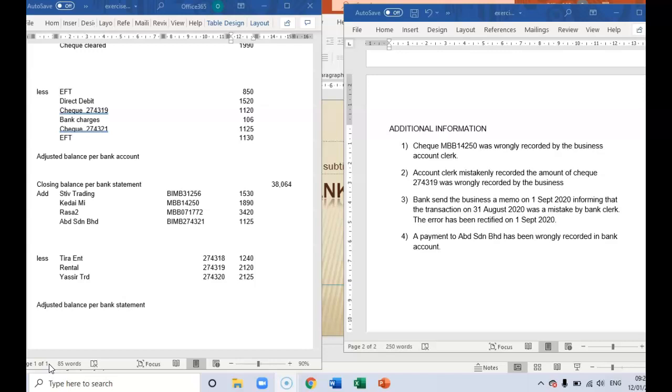Okay, the check MBP 14250 was wrongly recorded by the business account clerk. So the bank statement is correct, but the bank account made by the account clerk is wrong. So the first thing to do to correct this error is to cross out that particular data, the check MBP 14250, from the bank statement reconciliations. Okay, you said that the bank account is wrong, not the bank statement. So you need to go to the second part, starting from the closing balance per bank statement.